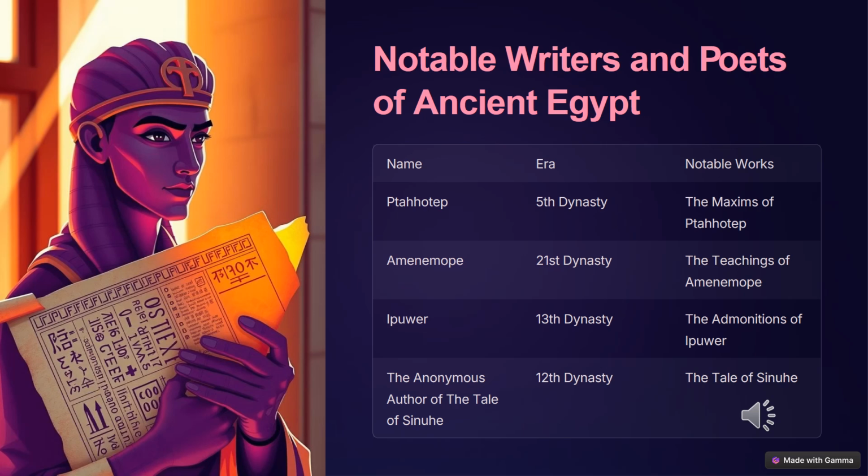Building on our discussion of the key themes in ancient Egyptian literature, let's now focus on some of the notable writers and poets of ancient Egypt. First, we have Ptahhotep from the 5th dynasty, known for the Maxims of Ptahhotep.